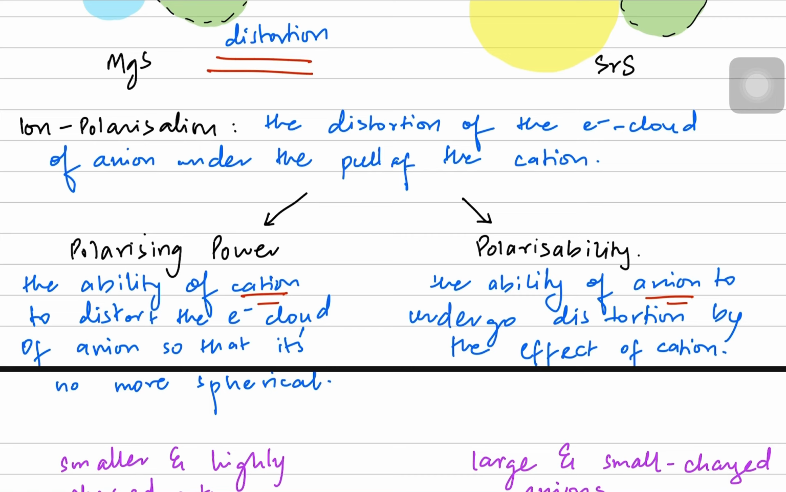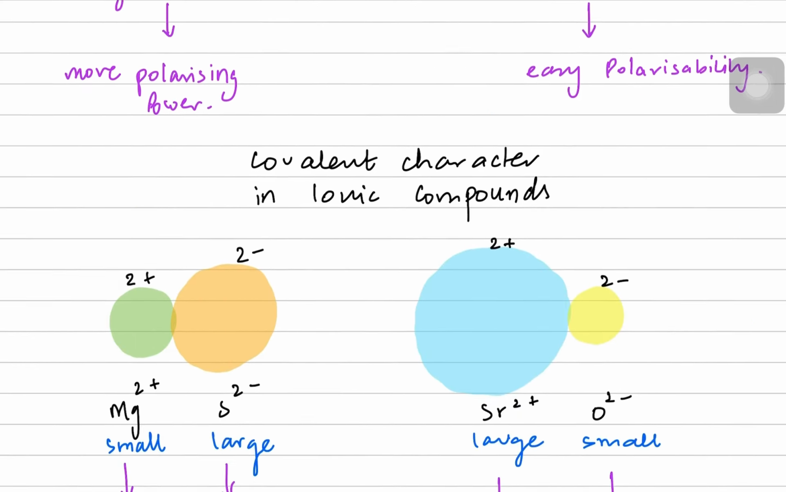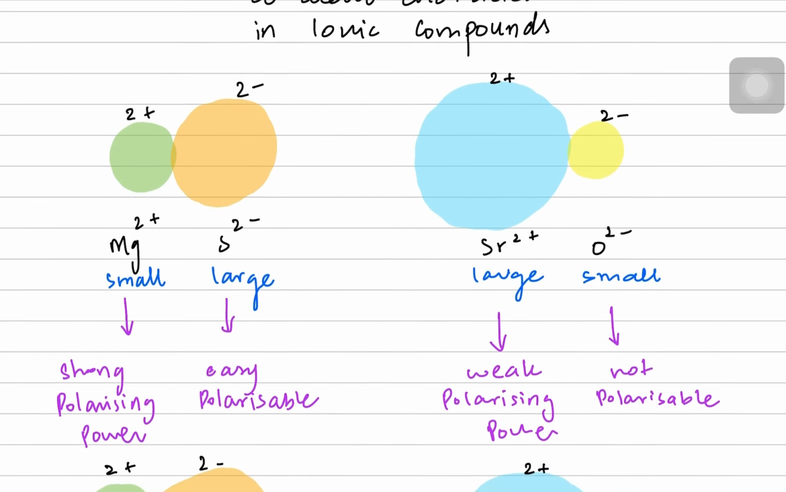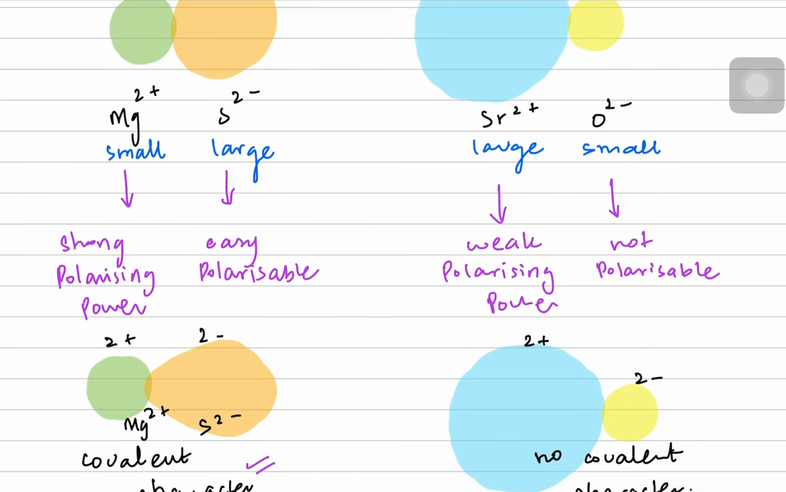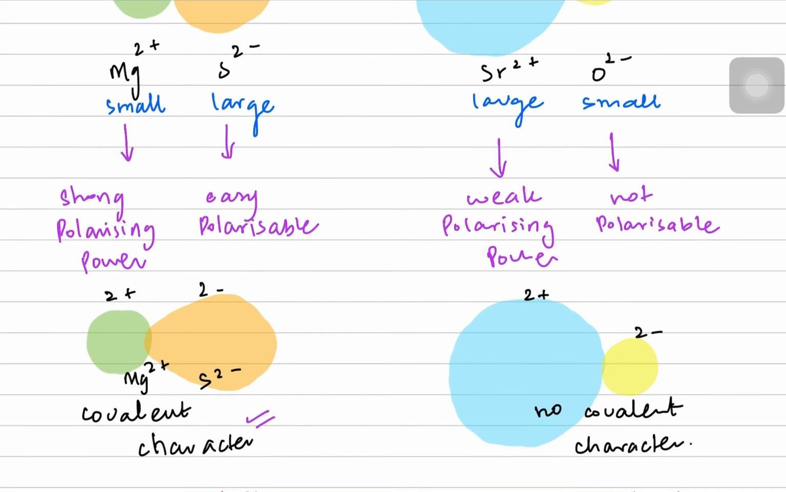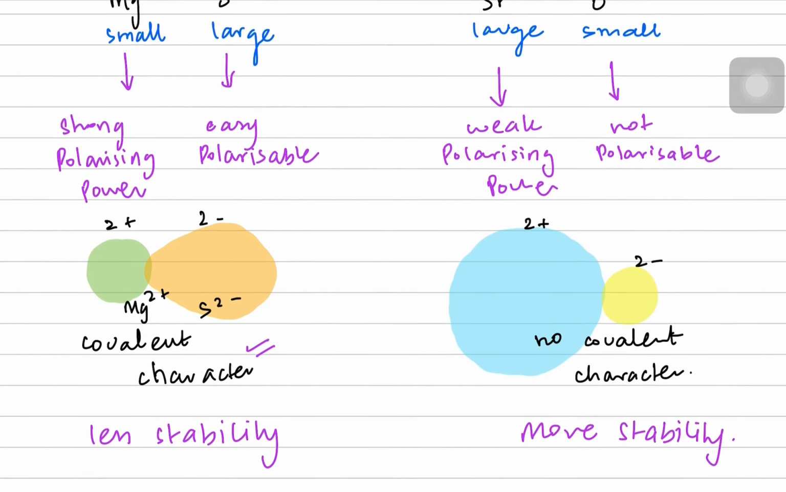Polarizing power is the power of the cation to distort the electron cloud. Polarizability is the capacity of the anion to go for distortion. Small cations are good at polarizing power, and the reverse is true, so large anions can be polarized easily. When the polarization of the ion happens and the electron cloud is distorted, a covalent character is created. And when the polarizing doesn't happen, no covalent character is created.